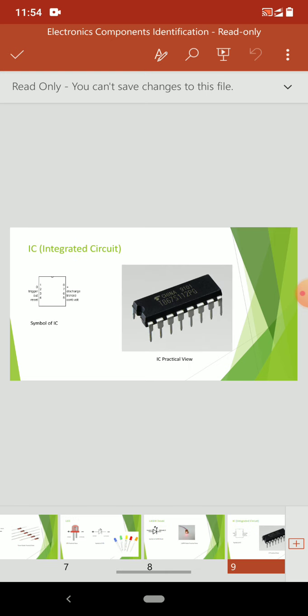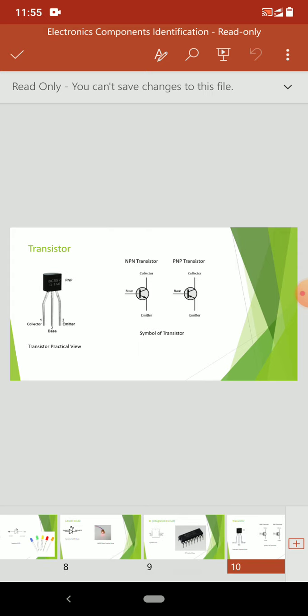And the next device is IC. IC stands for integrated circuit. The symbol and practical view of IC is shown in this page. An IC is a small chip that can function as an amplifier, oscillator, timer, microprocessor, or even a computer memory.